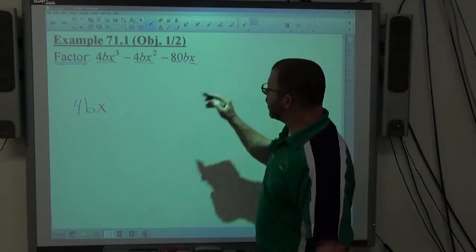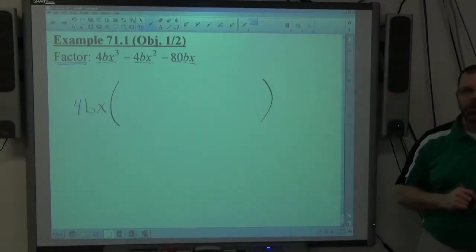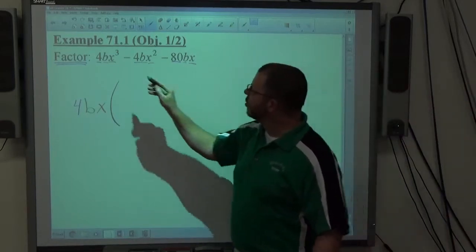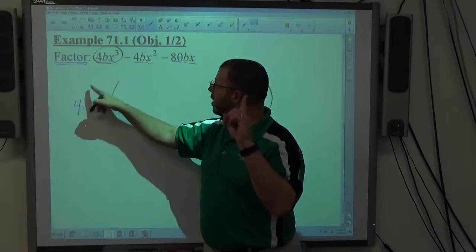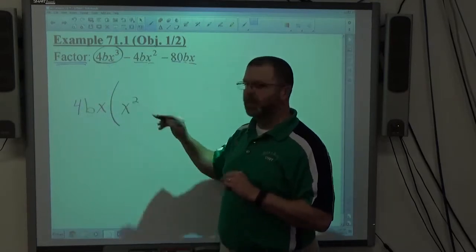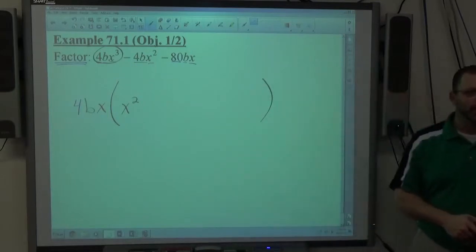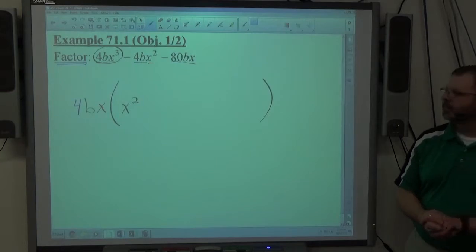Once you've written down the greatest common factor, then inside the parentheses we're going to write the leftovers. The leftovers are each piece divided by the common factor. So let's start with 4bx cubed. 4 divided by 4 is 1, b divided by b is 1, x cubed divided by x is x squared. Only write down the 1 if nothing else is there. Once the x squared is there, you don't have to write down the 1.